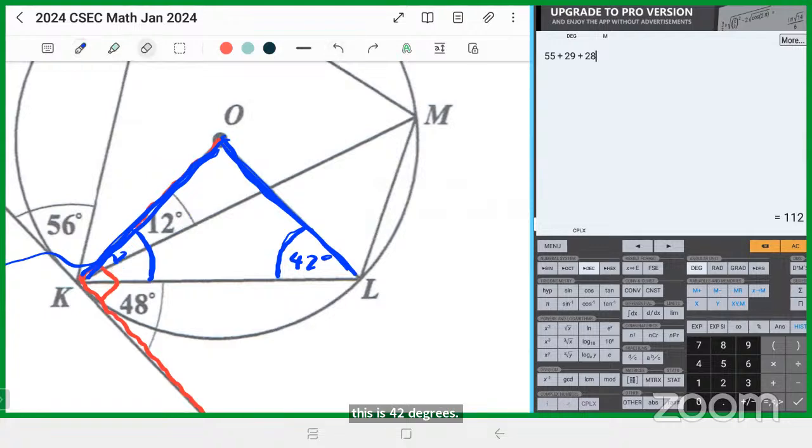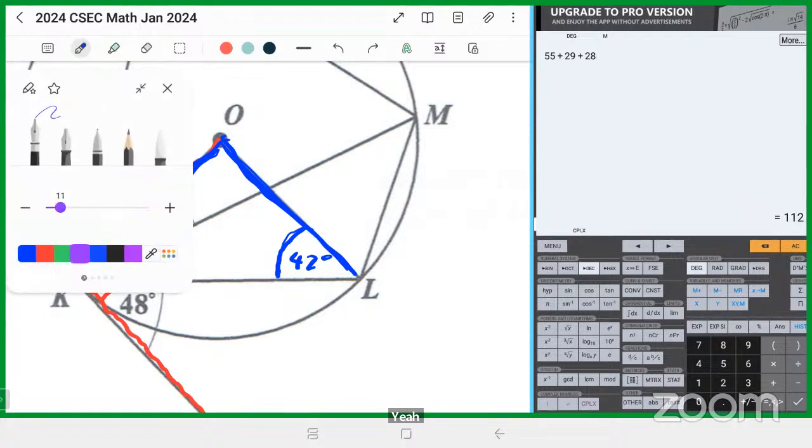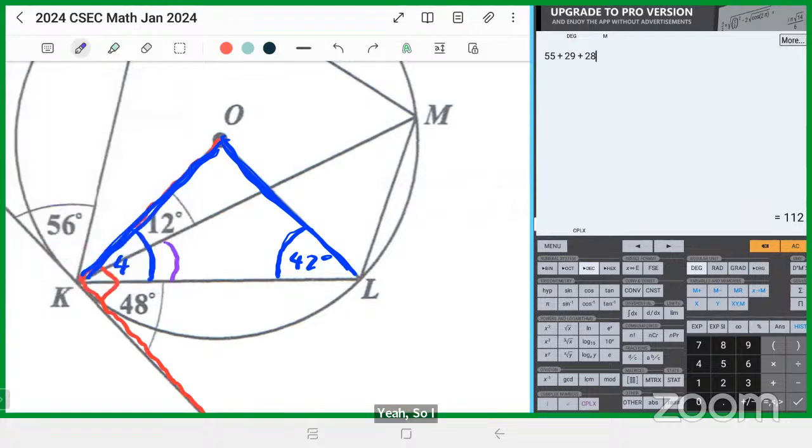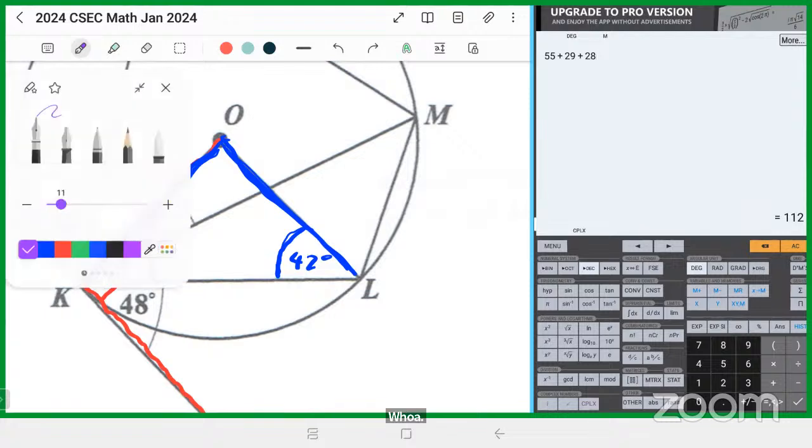Yes? Huh? You sure so what? This is 30, my boss. That's a 30. All right, so it's a 42.